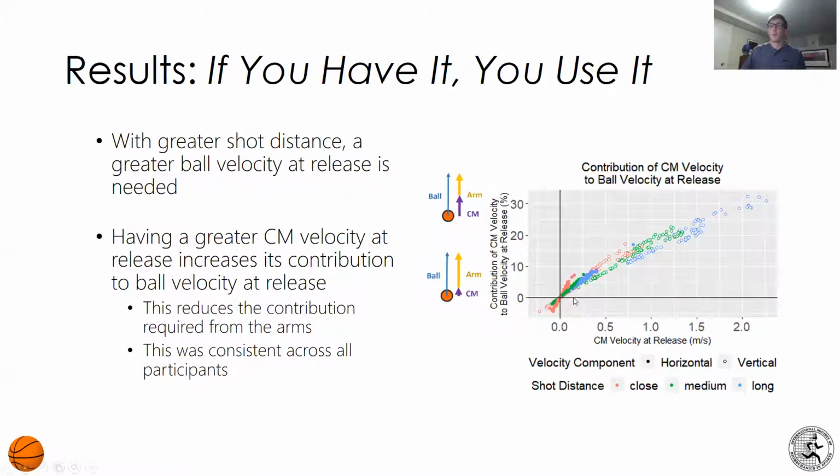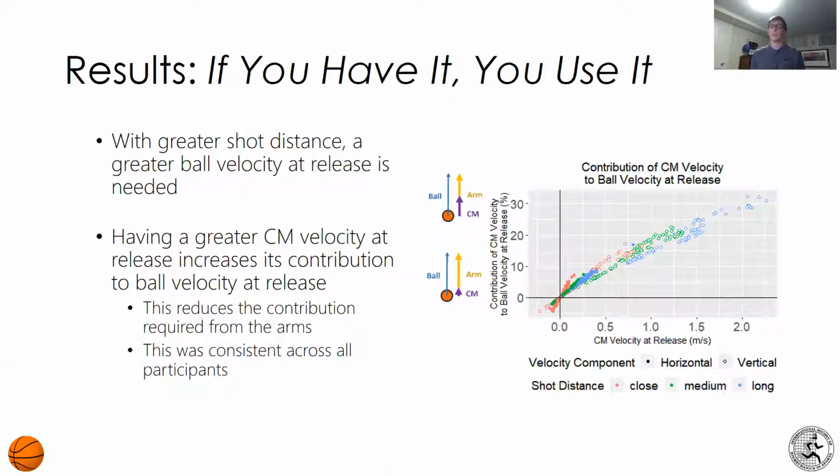So here with this graph, we have the vertical velocity in the unfilled circles and the horizontal velocity in the filled circles. In red is a close distance, green is medium distance, and blue is long distance. What our results suggest is that if you have it, you use it. So an increased center of mass velocity at release results in an increased contribution of the center of mass velocity to ball velocity at release. This is true for both the vertical and horizontal components and across all 3 shot distances. This also was seen across all participants.